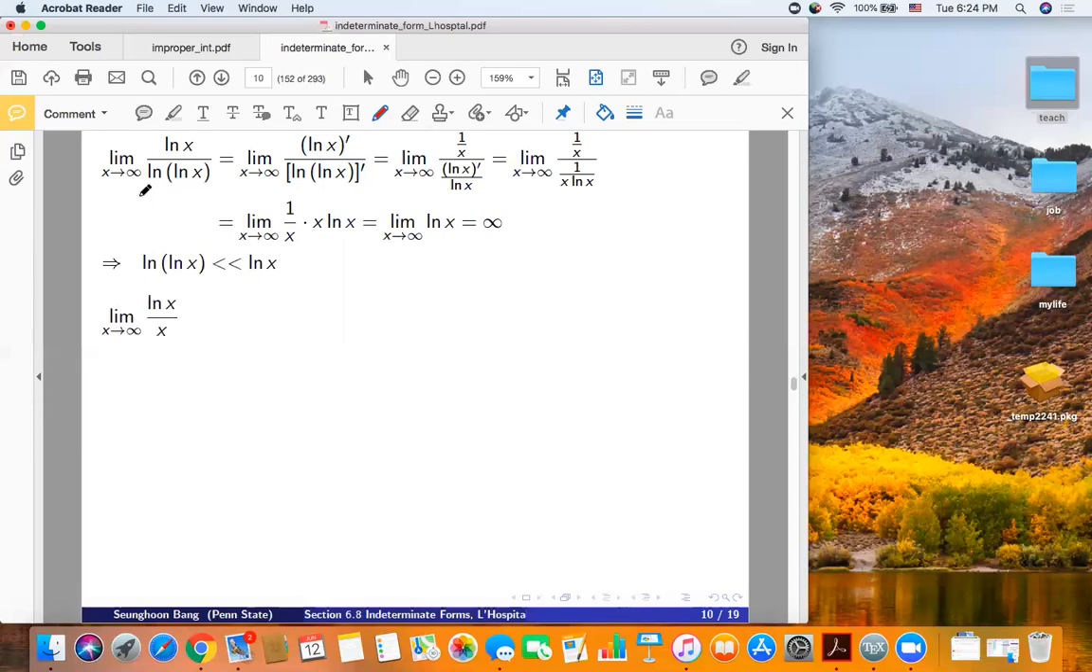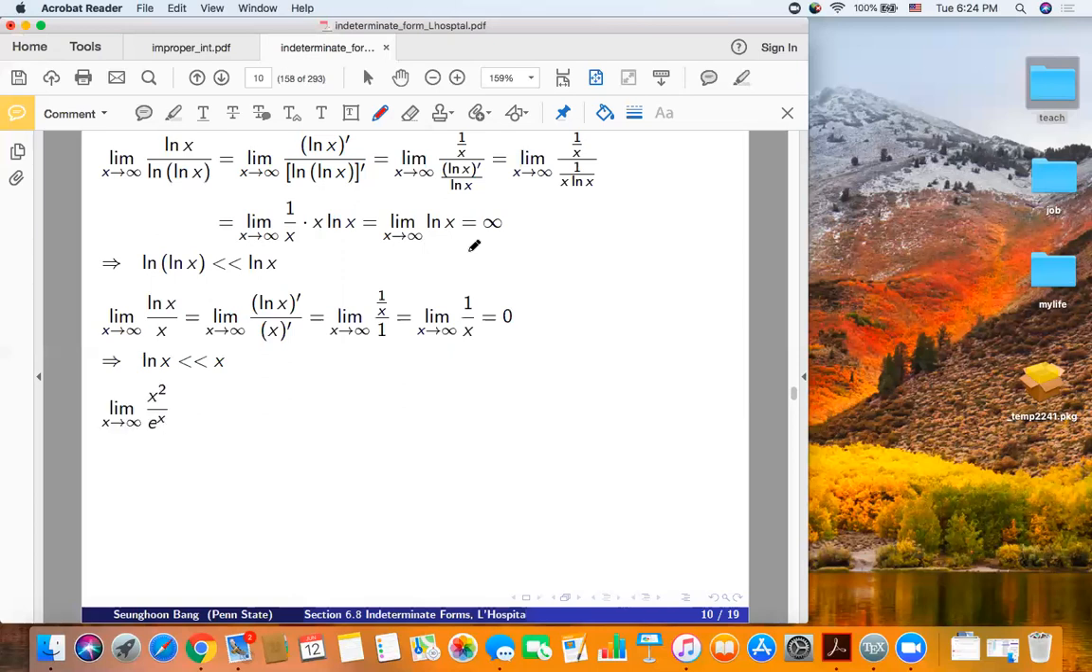Another one, the limit of ln of x over x as x approaches infinity. So we have infinity over infinity form, so we use L'Hopital's rule. 1 over x over 1 is just 1 over x, and the limit is 0. What does it mean? The bottom one is growing faster than the top one.